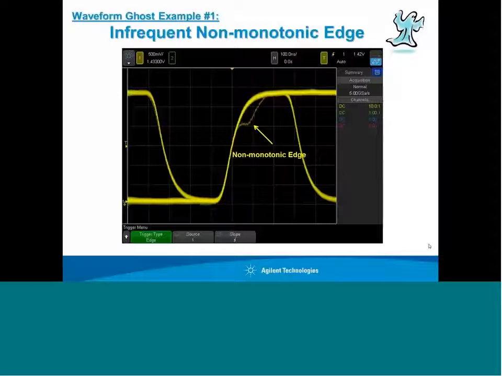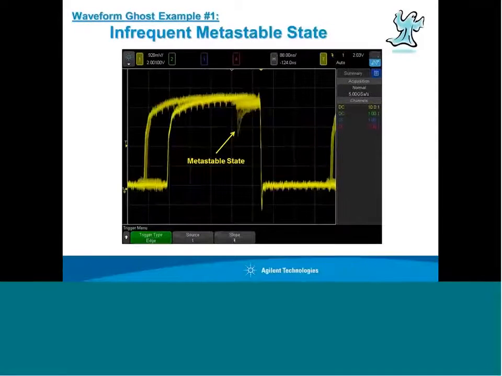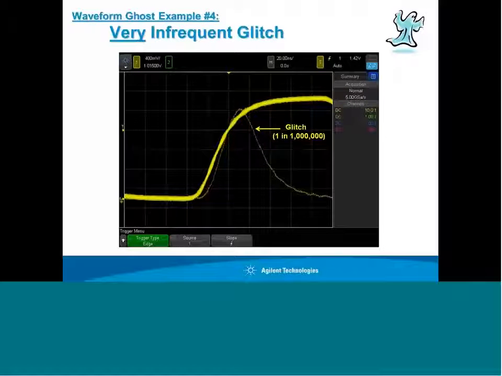In this case, it's what we call a non-monotonic edge. A signal has a normal rising edge, but occasionally it kind of stalls before going completely up, but it's random and infrequent. This is another example. This is a metastable state, which you might just simply interpret as an infrequent glitch. Metastable state often is caused by a timing violation where you're setting up too close to a setup and hold time. An output begins to switch and then decides, no, there wasn't enough setup time, and then switches back.